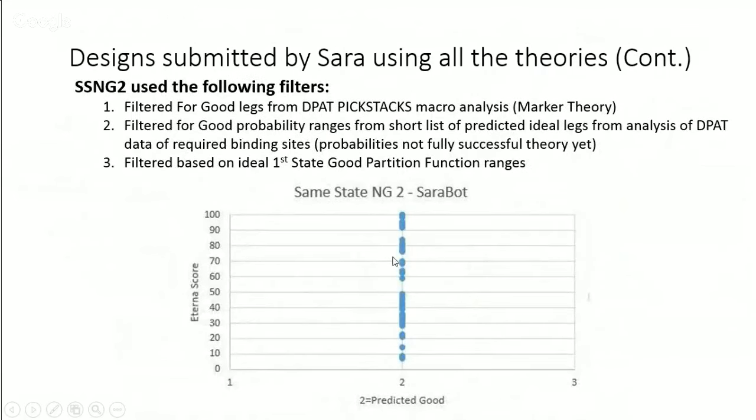For same-state NG2, I only had the predicted good, filtered for the good legs from DPAT's pick stacks macro analysis, and this is marker theory. Filtered for the good probability ranges out of a list of predicted ideal legs. Again, as I said earlier, the legs work, but the probabilities is something that's not fully functional yet. It was also filtered based on ideal first state good partition function ranges, and we got designs in the hundreds.